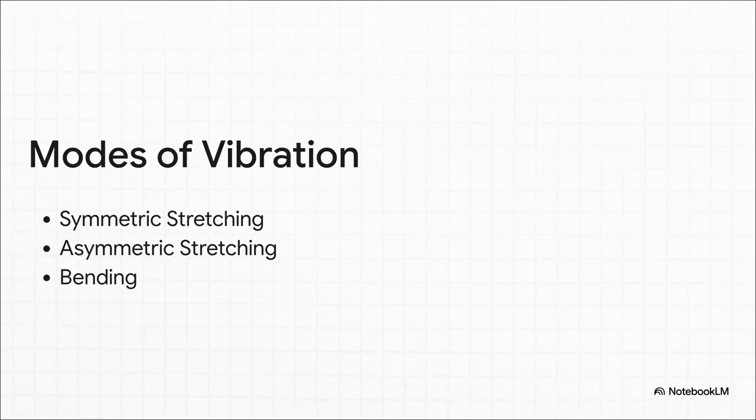And get this, these springs don't just move in one simple way. They can stretch where both atoms move away from the center together. That's symmetric stretching. Or one can be moving in while the other moves out. That's asymmetric. They can also bend and wag and twist. And every single one of these unique movements absorbs its own very specific frequency of infrared light.